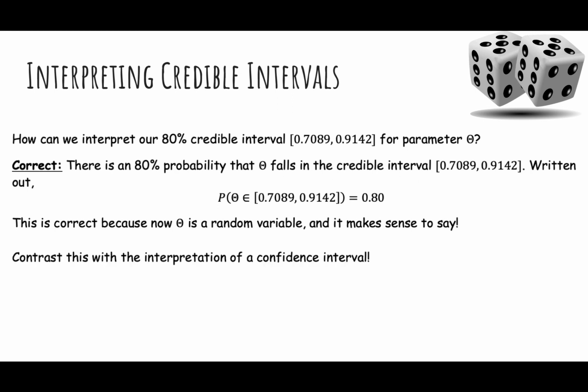Whereas with confidence intervals, theta was a fixed number, so there's no probability in how theta could be. It was fixed. But now in the Bayesian setting, theta is itself a random variable and has a distribution. So that is why this interpretation actually makes sense.